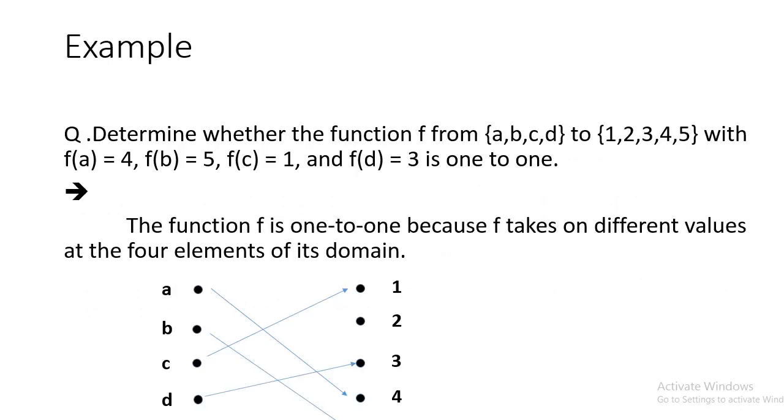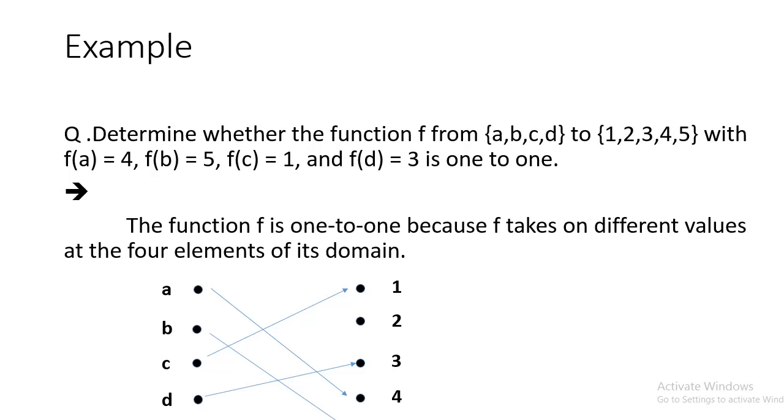So see here an example of the one-to-one function. The question is: determine whether the function f from {a, b, c, d} to {1, 2, 3, 4, 5}, with f(a) = 4, f(b) = 5, f(c) = 1, f(d) = 3, is one-to-one. So we have to determine whether the given function is one-to-one or not.